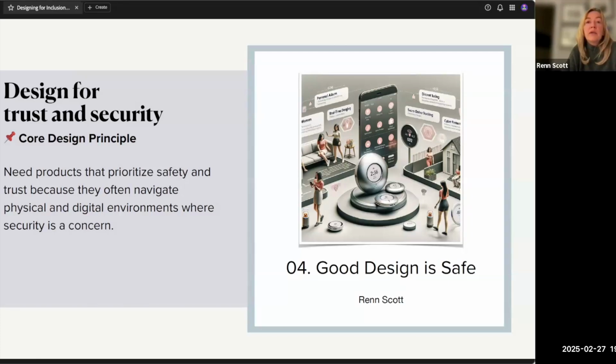When we think about good design being safe, we need to prioritize trust and security. We want to empower people to navigate physical and digital spaces with confidence. Thoughtful design anticipates risks, ensures protection, and creates environments where our safety is never an afterthought. We can think about that online, and also when we are out in the world, not in front of our screens and devices as we are right now.